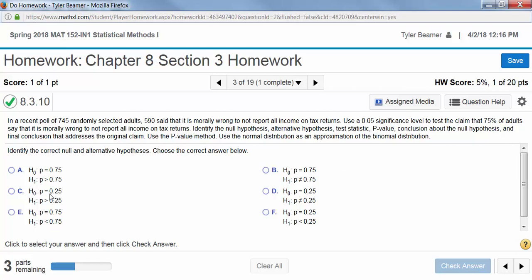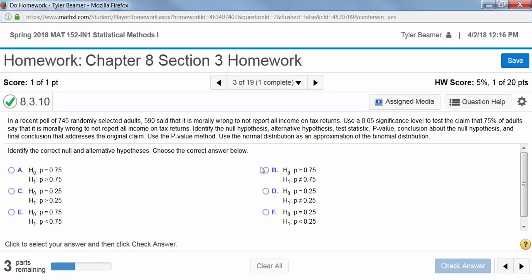Oh, here we go. We can actually eliminate C, D, and F, because those three choices have p equal to 0.25. Okay. So then we're narrowed down between A, B, and E.